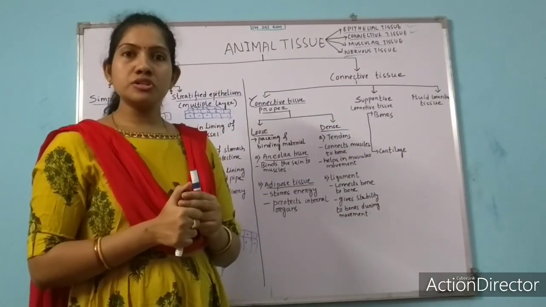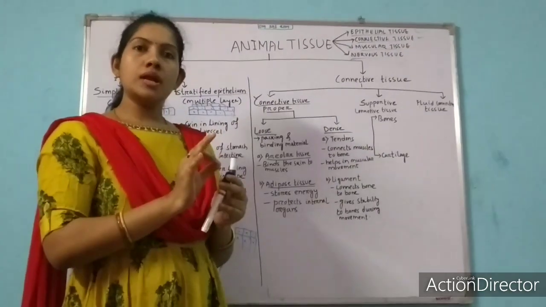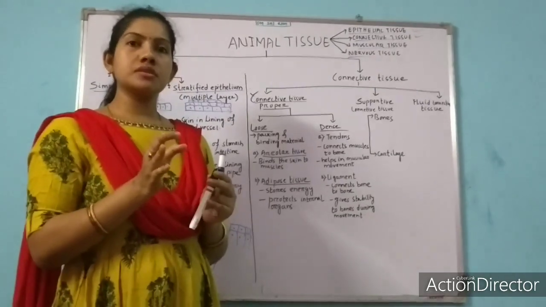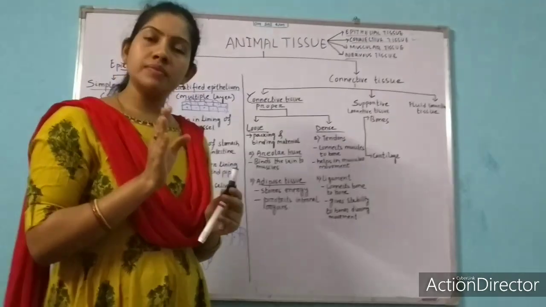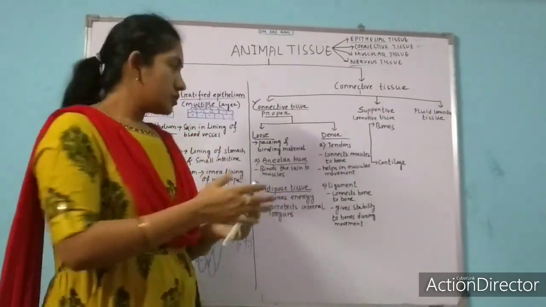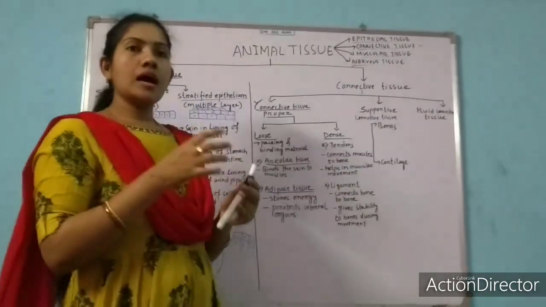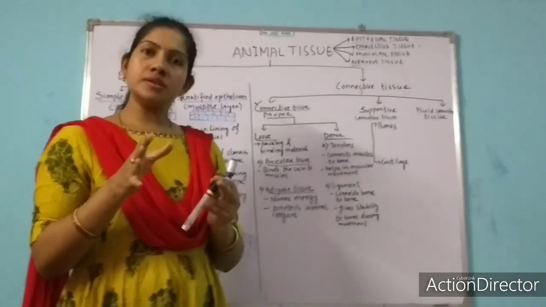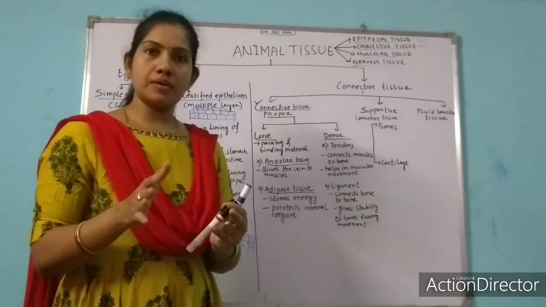Okay, areolar tissues are mainly made up of collagen and elastic fibers. What are collagen fibers? Collagen fibers are a special kind of protein that gives energy to our body. So areolar tissues are generally made up of collagen fibers and elastic fibers.